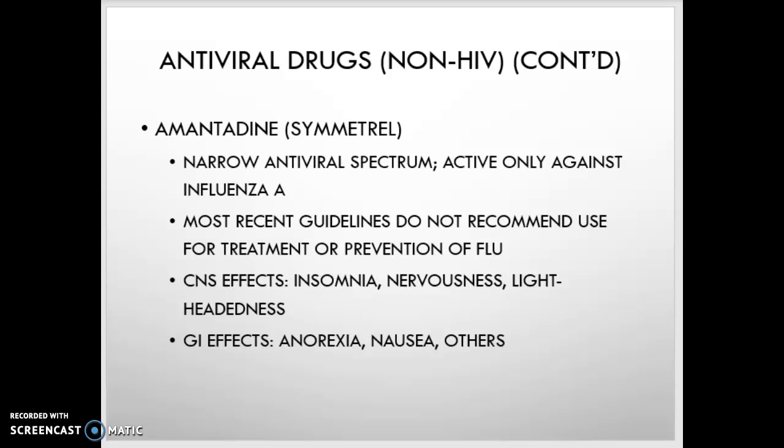Amantadine or Symmetrel. This is a very narrow antiviral spectrum drug. It is active only against influenza A, and the most recent guidelines don't recommend use for treatment or prevention, but that's because recommendations for the flu treatment change from year to year. It's based on the strain that's prevalent during that year. So a couple years ago, I know, for example, my daughter had influenza A. She was very sick. That was the drug that was used to treat it. With this drug, some of the CNS effects are insomnia, nervousness, lightheadedness, and then GI effects are anorexia, nausea, and some diarrhea, things like that.